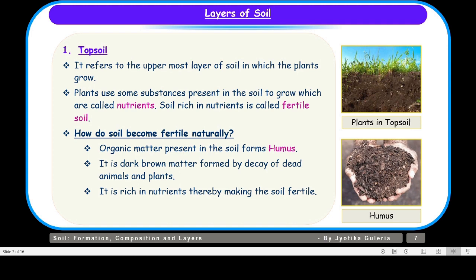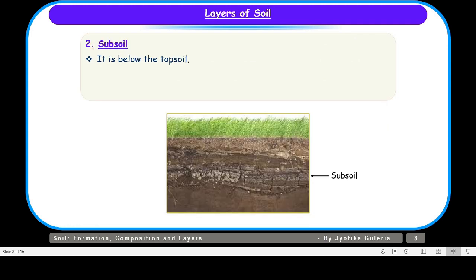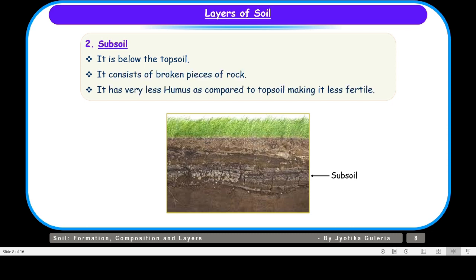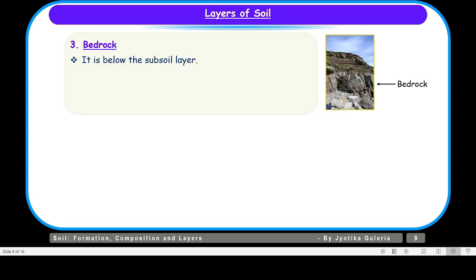And now let us move on to the next layer, and that is the subsoil. It is below the topsoil. It consists of broken pieces of rocks. It has very less humus as compared to topsoil, making it less fertile. And after subsoil, then we have bedrock.